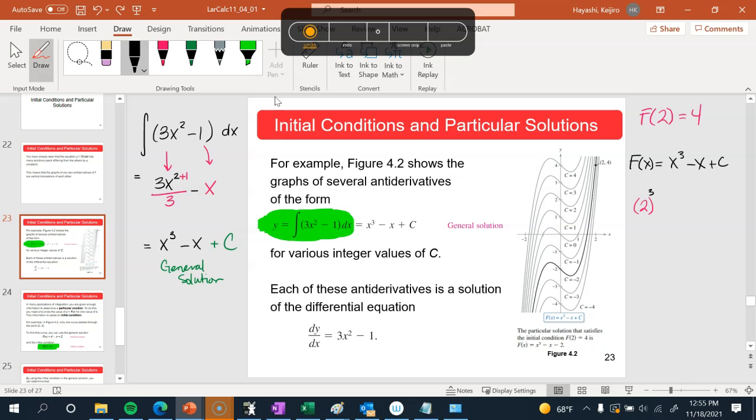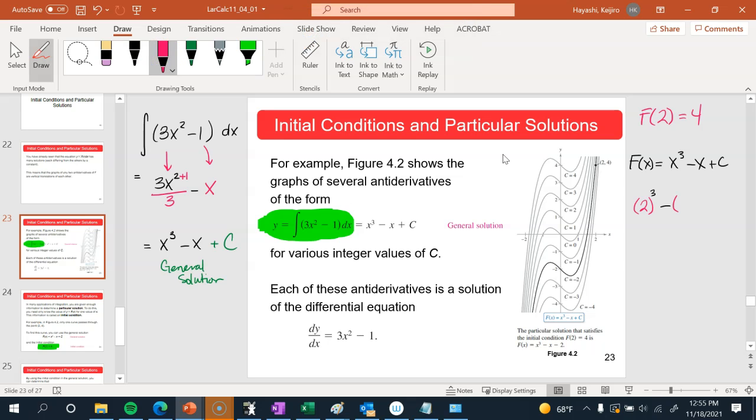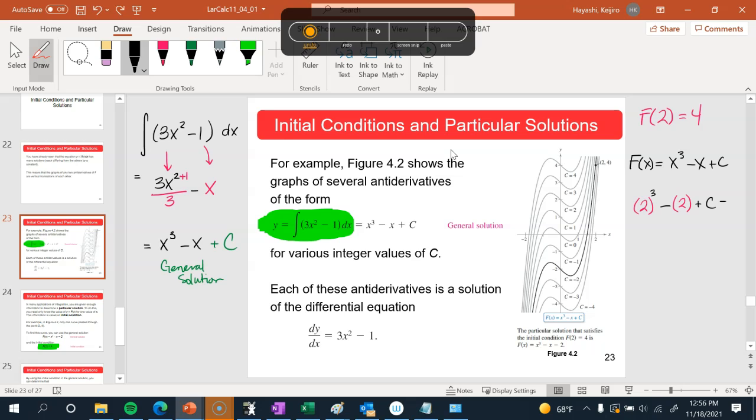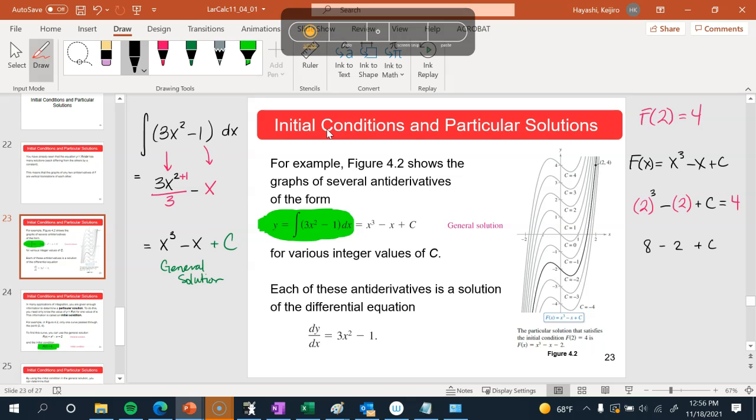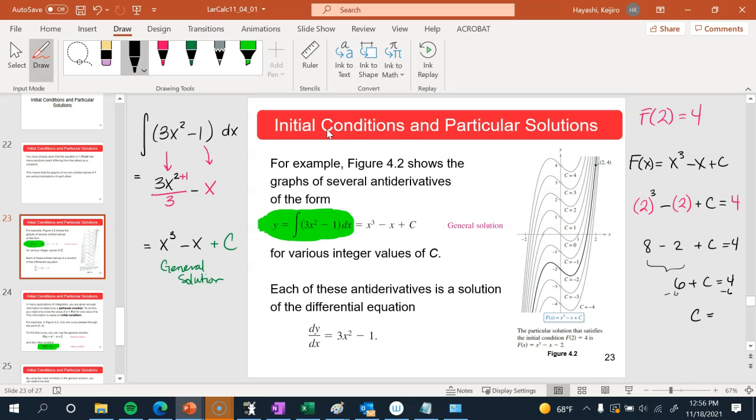Sorry, that should be cubed. And you make it equal 4. Right, you still write the plus c. So 2 cubed minus 2 plus whatever c is should equal 4. Alright, so this ends up simplifying to 8 minus 2 plus c equals 4. If you combine like terms, that becomes 6 plus c equals 4. And then if you subtract 6 from both sides, you get that c equals negative 2.